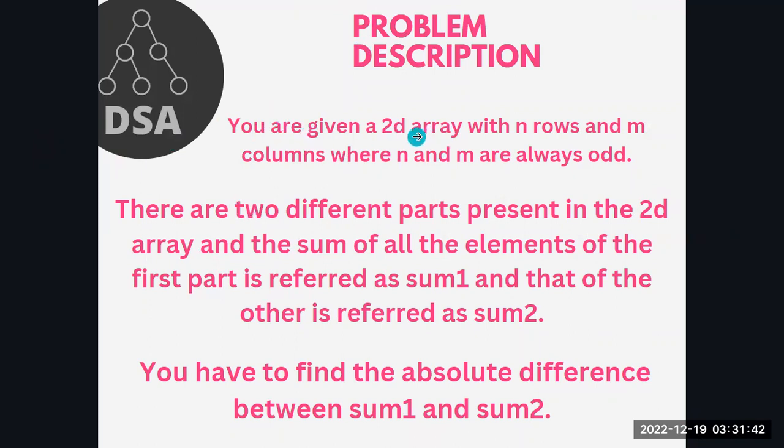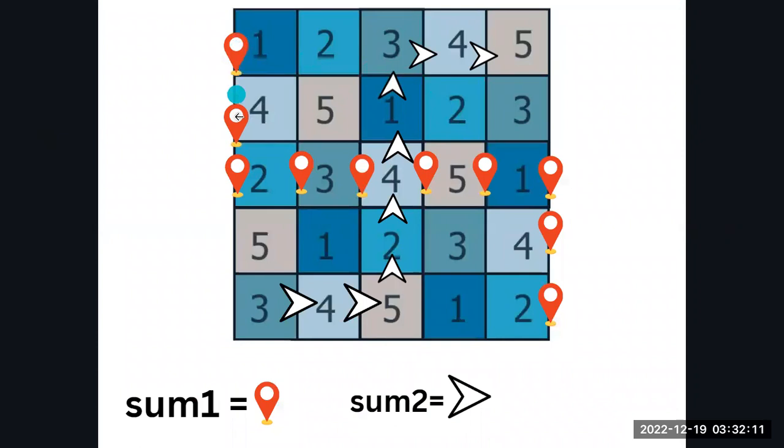You are given a 2D array with n rows and m columns, where n and m are always odd. Remember, guys, n and m are always odd, that means the number of rows and columns will always be odd. And there are two different parts present in the 2D array. The sum of elements of the first part is referred to as sum1 and the other is referred to as sum2. In this problem description, the two parts are named swastika.